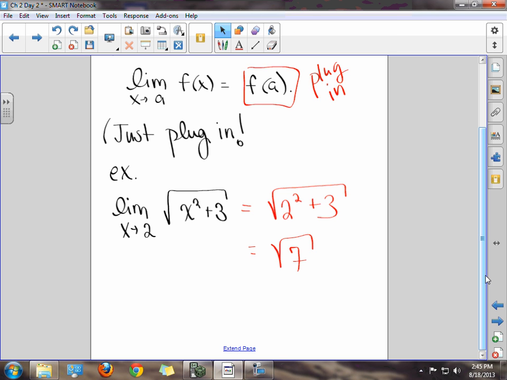Anytime you're evaluating limits, always check first to see if it's continuous at that point, because if it is, then just plug in. All right, I hope that this helped, and thanks so much.